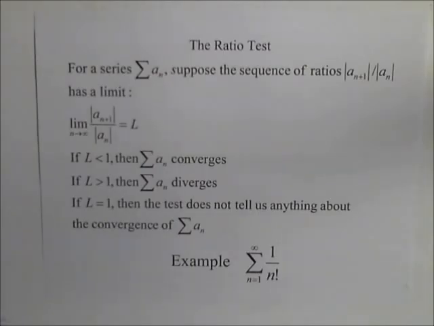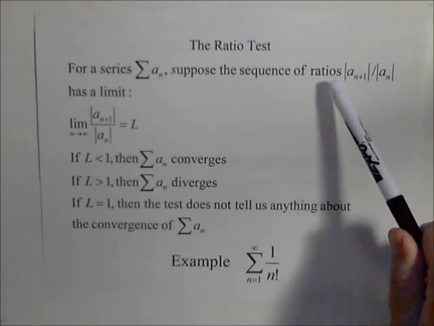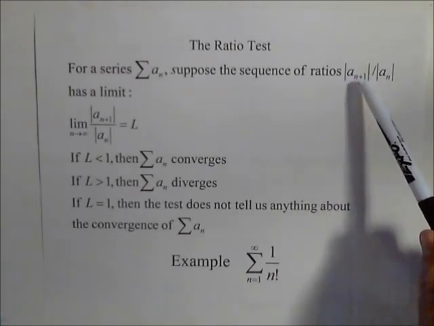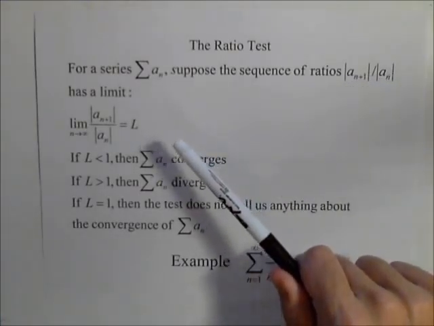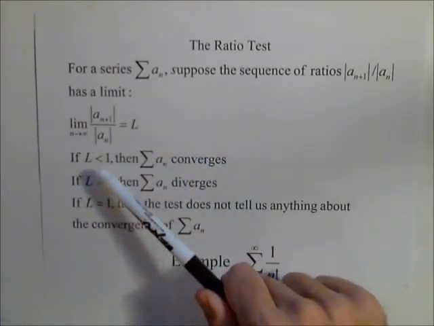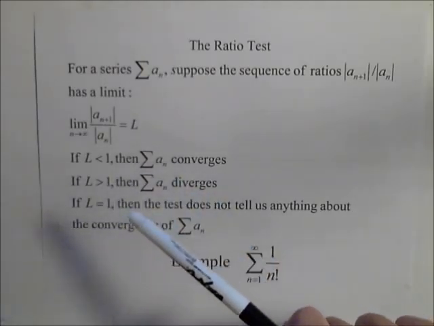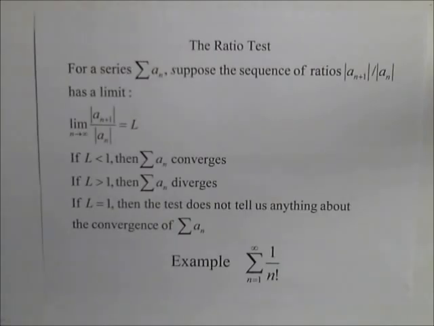In this video we're going to take a look at the ratio test and a basic example. The ratio test is a very powerful test. So if we have a series, suppose that the sequence of ratios of a sub n plus 1 to a sub n has the limit where it equals L. Then if L is less than 1 it converges, if L is greater than 1 it diverges, and unfortunately if L equals 1 the test is inconclusive.